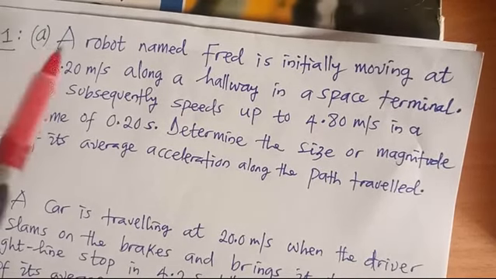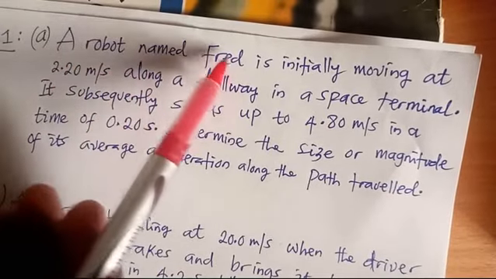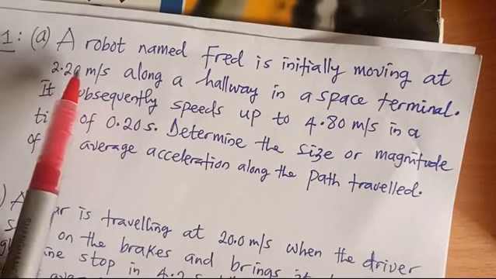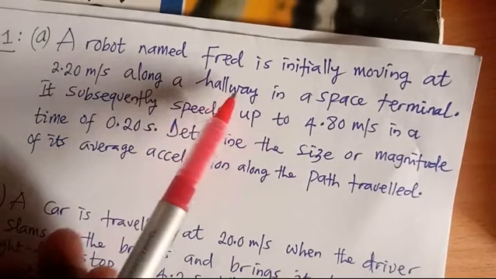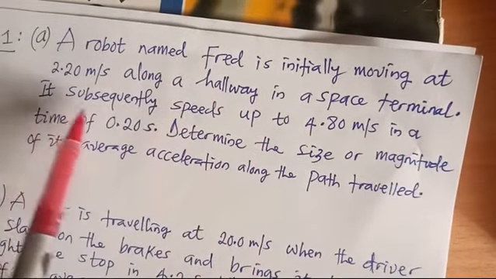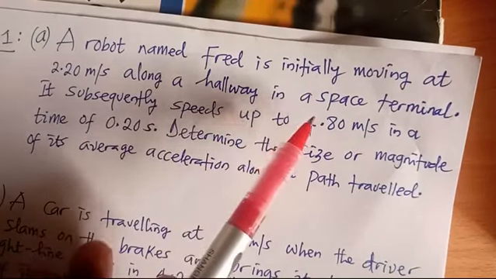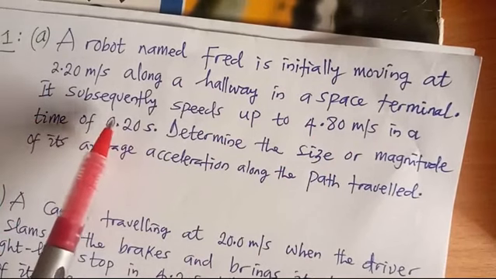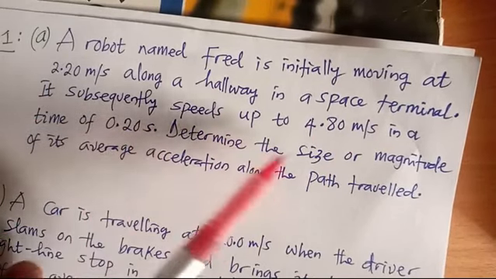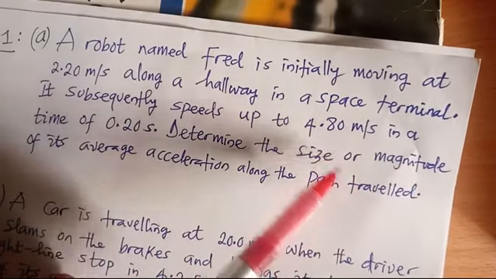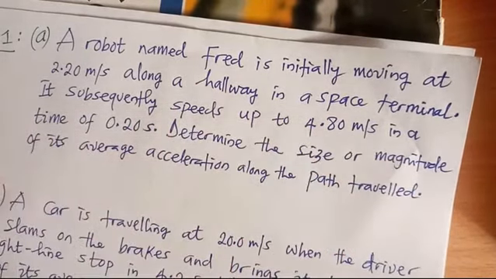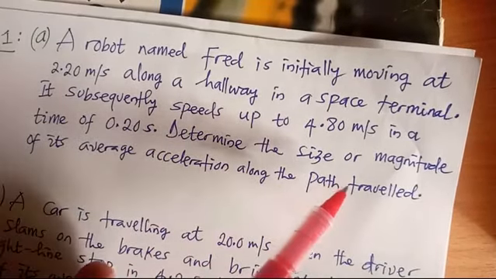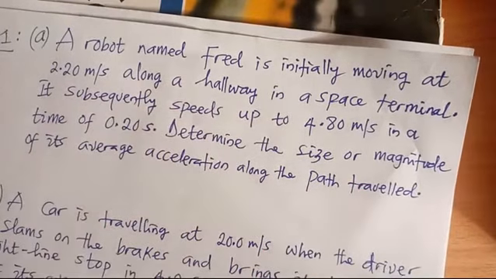A part of the problem said a robot named Fred is initially moving at 2.20 meters per second along a hallway in a space terminal. It subsequently speeds up to 4.80 meters per second in a time of 0.20 seconds. Determine the size or magnitude. Size and magnitude are synonymous. The size or magnitude of its average acceleration along the path traveled.